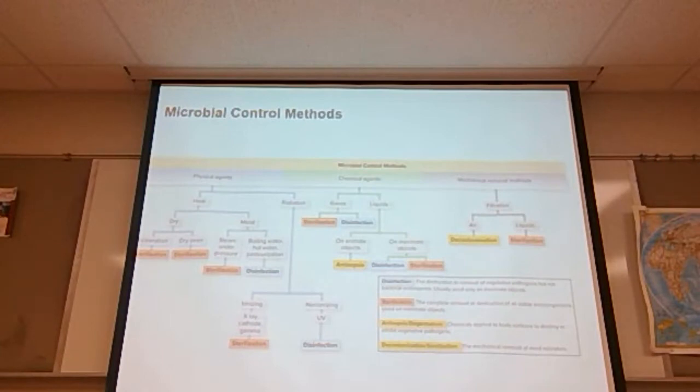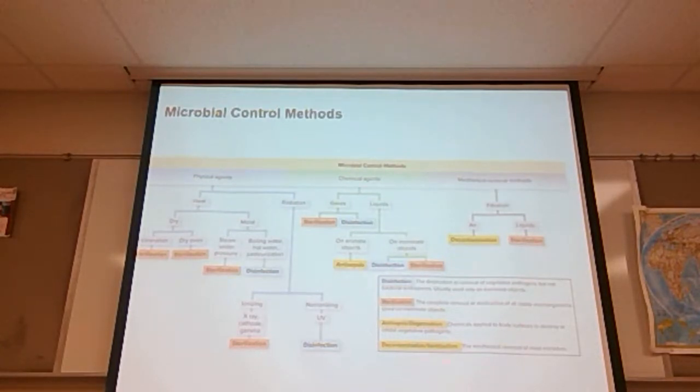When it comes to controlling the number of microbes, there are 3 classes of things we can do. You can have what are called physical agents, and we'll talk about each one of these in a little bit of detail, chemical agents, and mechanical removal agents.